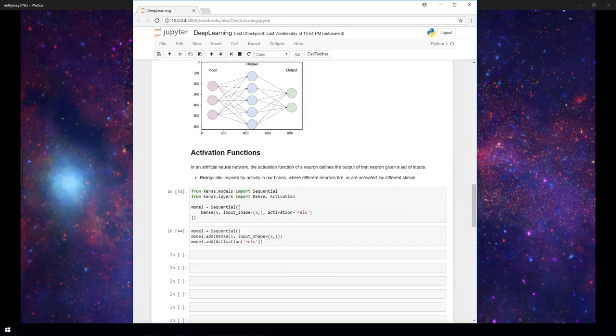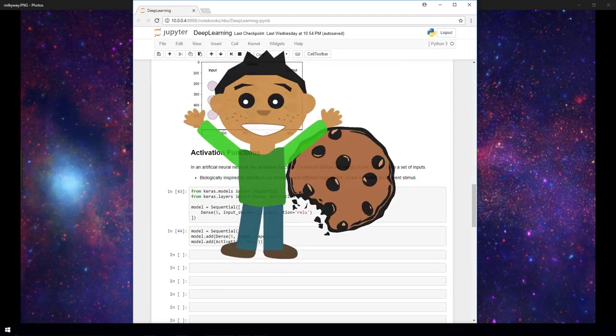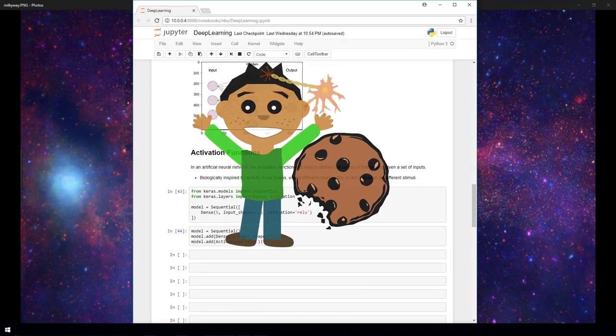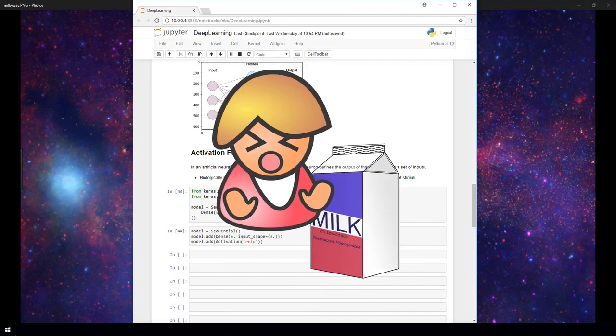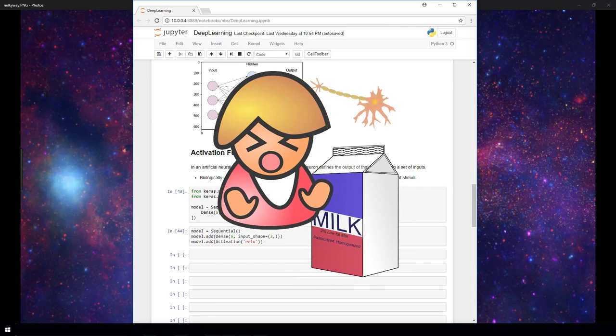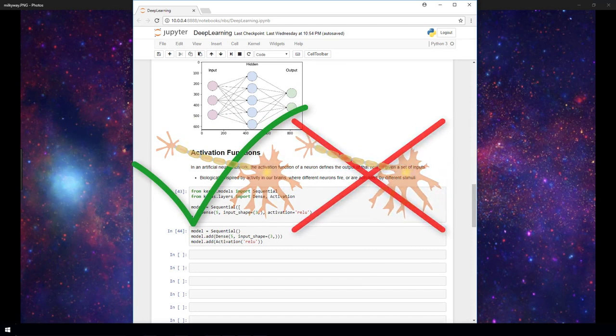Okay, so now that we understand mathematically what one of these activation functions is doing, let's get back to our previous question of why we are doing this. What's the intuition behind it? Well, an activation function is biologically inspired by activity in our brains where different neurons fire or are activated by different stimuli. For example, if you smell something pleasant like freshly baked cookies, certain neurons in your brain will fire and become activated. If you smell something unpleasant, like spoiled milk, this will cause other neurons in your brain to fire. So within our brains, certain neurons are either firing or they're not. This can be represented by a 0 for not firing or a 1 for firing.